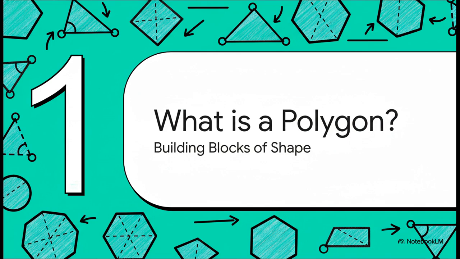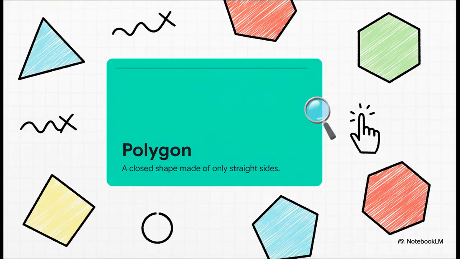So first things first, what is a polygon anyway? And you know what? The definition is actually super simple. For a shape to get into the Polygon Club, it just has to follow two rules. Rule 1, it has to be a closed shape, no gaps anywhere. And Rule 2, all of its sides have got to be straight lines, no curves. That's a big no-no. If it checks both those boxes, bam, it's a polygon.